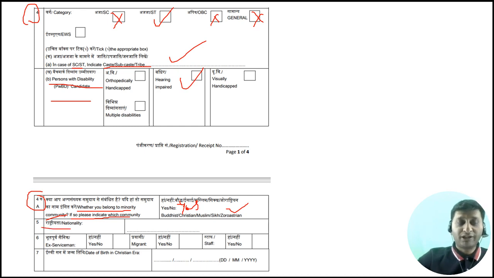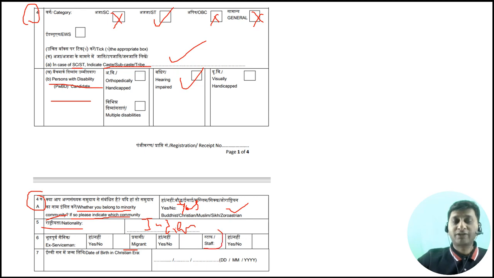Then you have to mention the nationality, right? Most of you would be Indian, so you can write nationality as Indian. Wow, what a proud feeling. Then whether you are an ex-serviceman, tick yes or no as per your appropriate classification. Migrant, again tick yes or no.